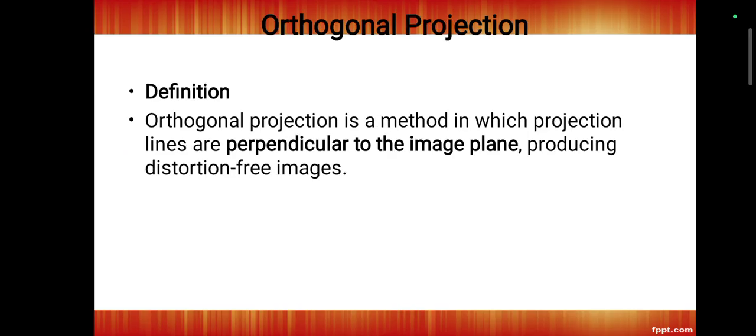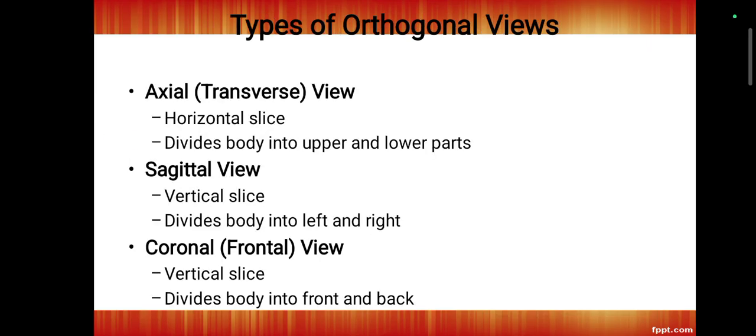Orthogonal projection is defined as the method in which projection lines are perpendicular to the image plane, producing distortion-free images. The types of orthogonal views are the axial or transverse view, the sagittal view, and the coronal view. The axial view, also called the transverse view, is a horizontal slice and divides the body into upper and lower parts. The sagittal view is a vertical slice that divides the body into left and right. The coronal or frontal view is a vertical slice that divides the body into front and back.